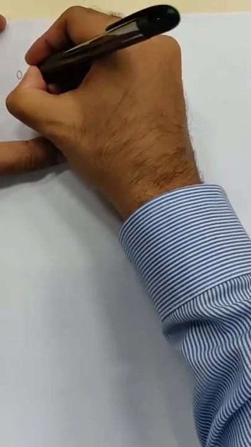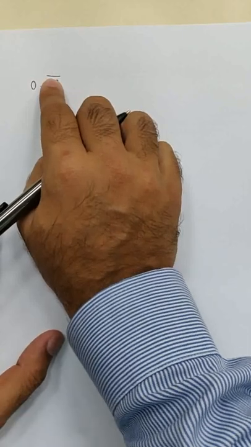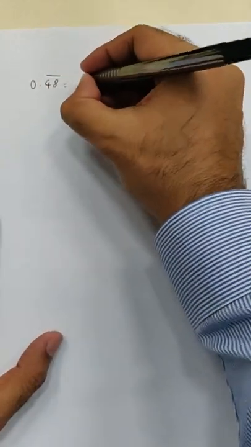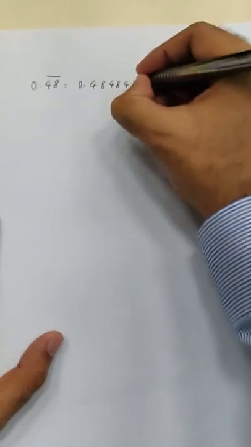So let's continue. Let's say you're given this example, 0.48 with a bar over it. What it means is that it's a repeated number: 0.48, 48, 48, 48, 48, 48, 48. What can we say about this repetition that we can see?